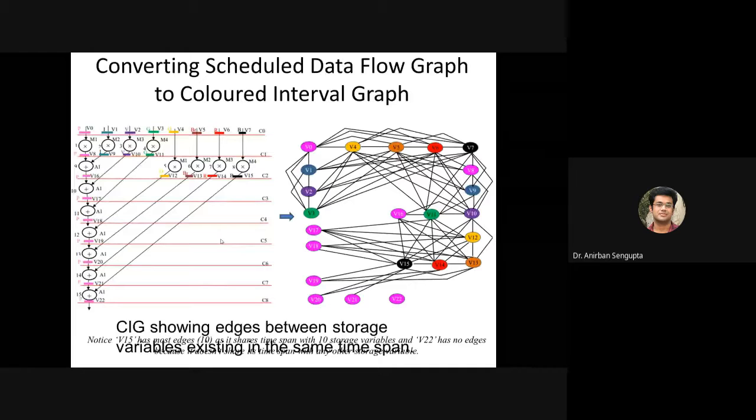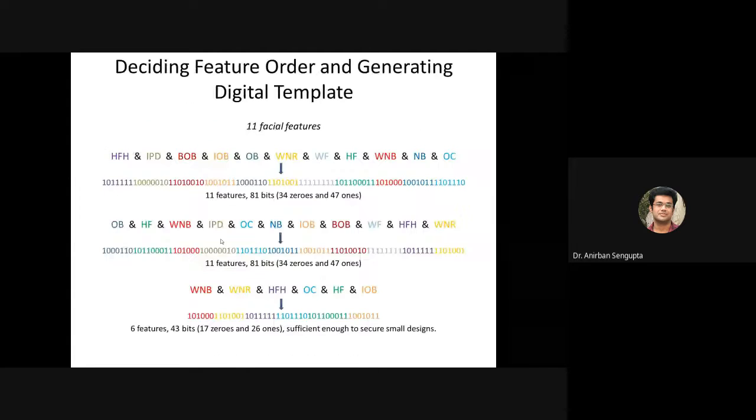So once we have the application ready, we'll try to convert that scheduled graph into a colored interval graph, and we'll try to embed all the different facial features. But before we can do that, what's important is to also decide what is going to be.